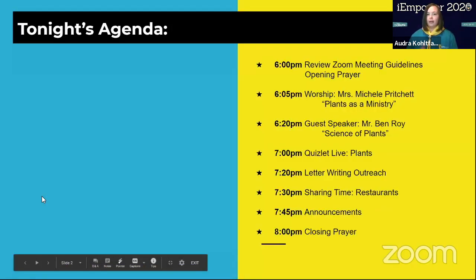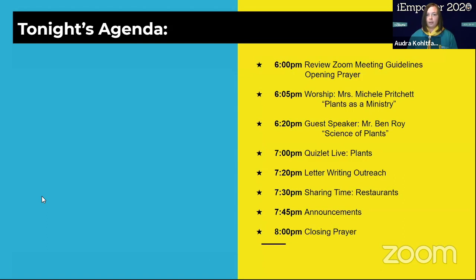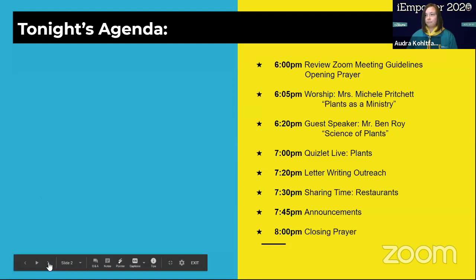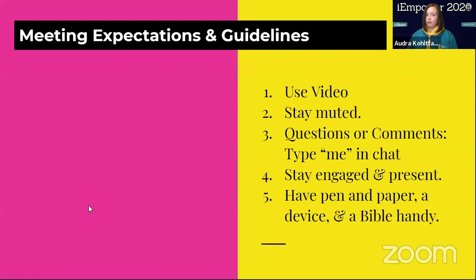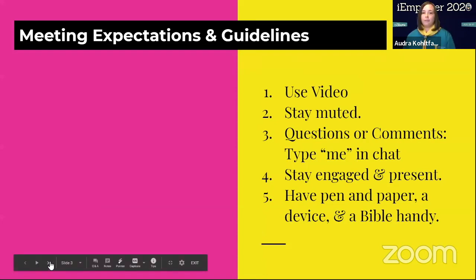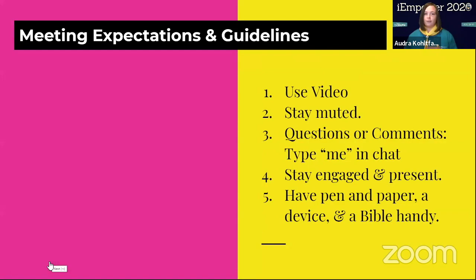And then I display the agenda for the evening, what we're going to do, who's going to do it, what time, so the kids know what to expect. As adults, you like to know what's coming up, and so do the kids. We always review the meeting expectations and guidelines so the kids know exactly what I expect of them and how they are to behave through the meeting. Don't just expect them to remember. Go over this every single time.